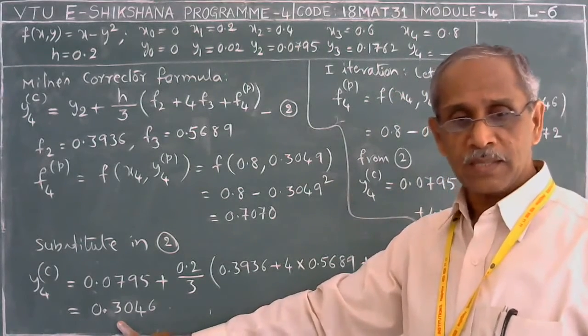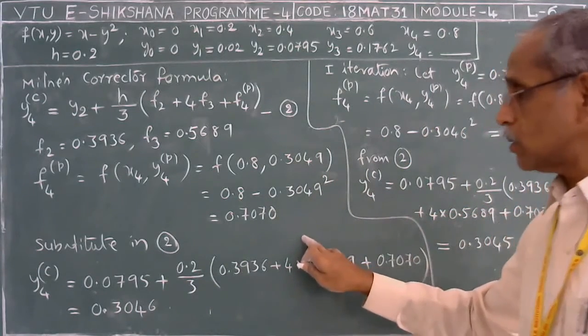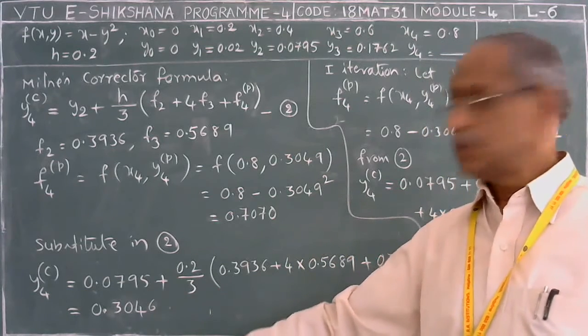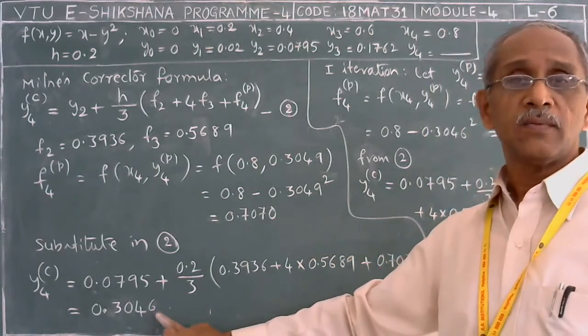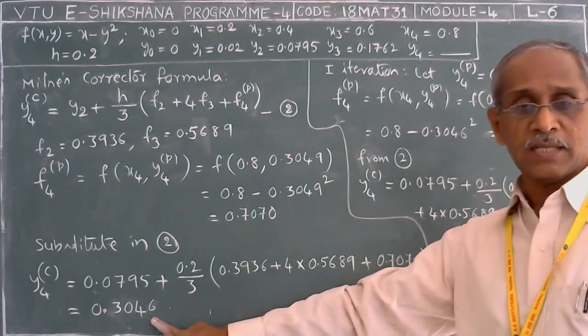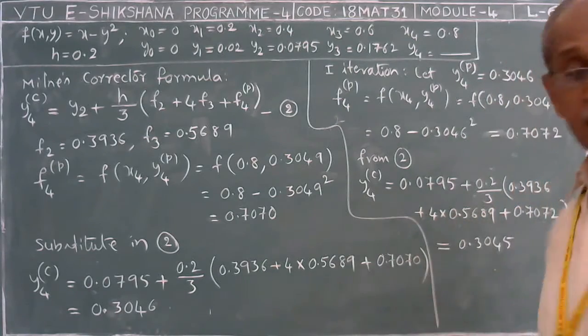Next, let us compare this value obtained in the first iteration with this value. Up to 4 decimal places, if they coincide, we shall stop the iteration process and conclude that the value of y at x is equal to x4 is 0.3046. So there is a difference in the last decimal place. So we have to again refine it.